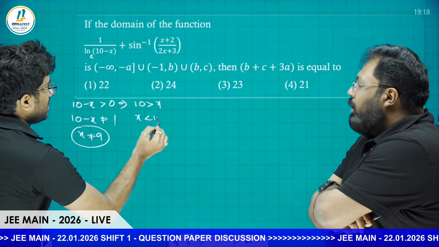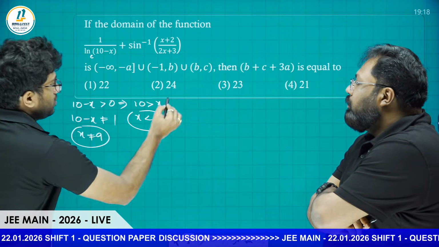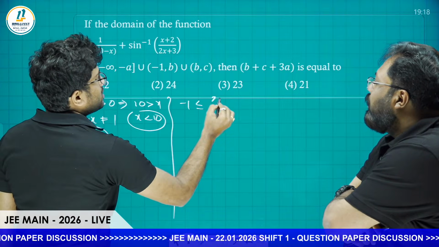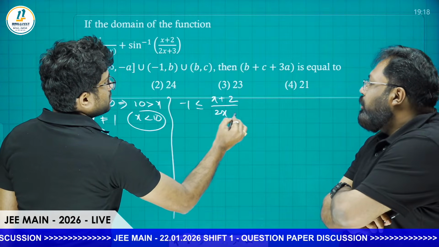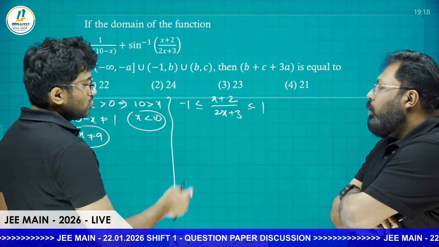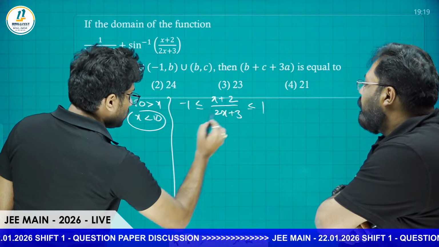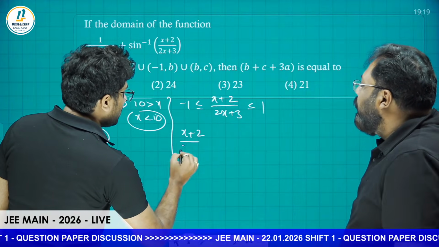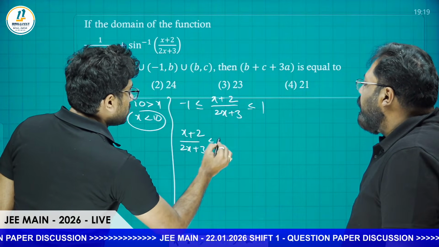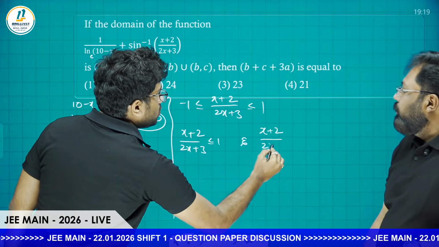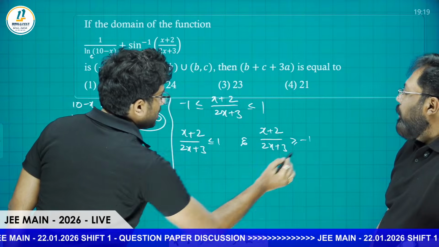That means x is less than 10. So let this be equation 1. Now coming to this: minus 1 is less than or equal to (x plus 2) divided by (2x plus 3), which is less than or equal to 1. Only then will sine inverse of something be defined. Now splitting it into two cases: (x plus 2) divided by (2x plus 3) is less than or equal to 1, and (x plus 2) divided by (2x plus 3) is greater than or equal to minus 1.